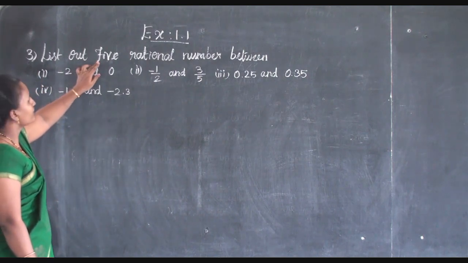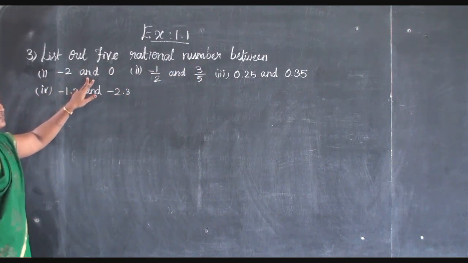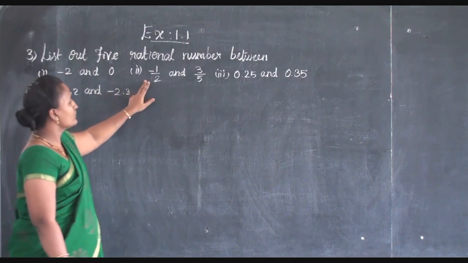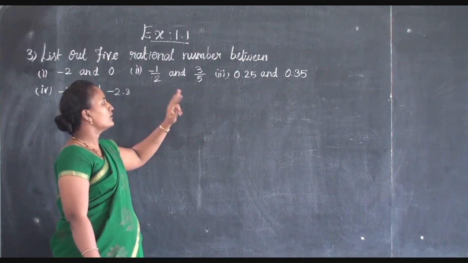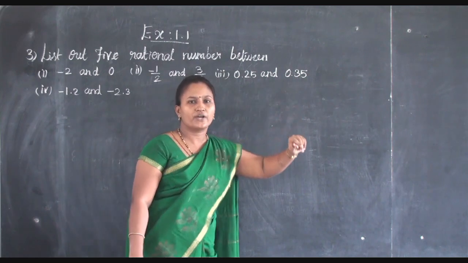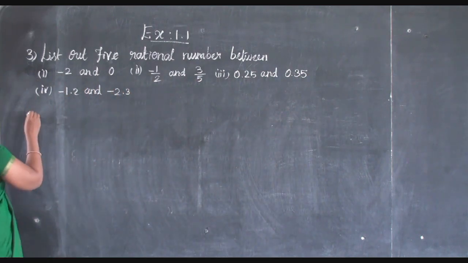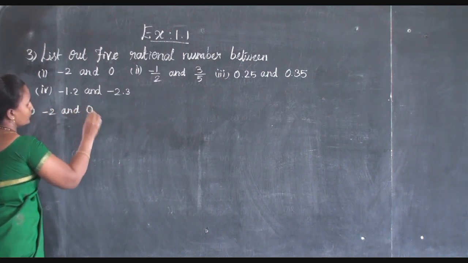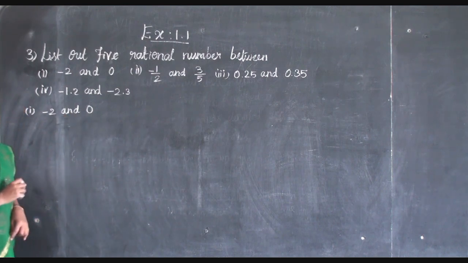List out 5 rational numbers between minus 2 and 0. First one, it is in whole numbers. The second one, minus 1 by 2 and 3 by 5, this is in the form of fraction. And 0.25 and 0.35, it is in decimal form. First one, minus 2 and 0. These are whole numbers.